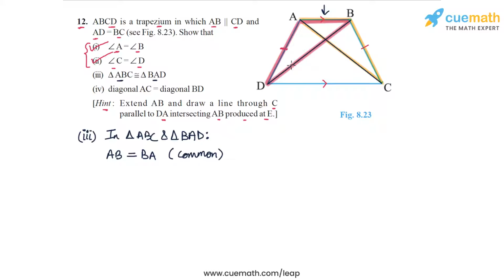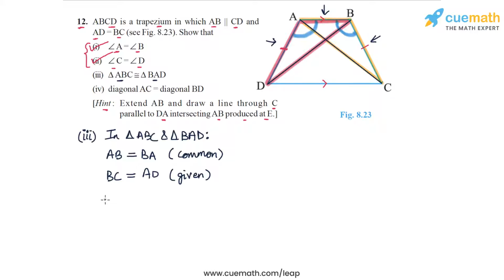Also, BC from triangle ABC, this side, is equal to AD from triangle BAD. So BC is equal to AD, and this is basically given to us. The trapezium is isosceles, so the non-parallel sides are equal. And also in part 1 we proved that the angle at B, so this angle here, is equal to the angle at A, so this angle here.